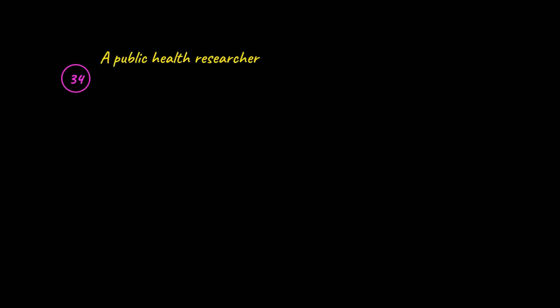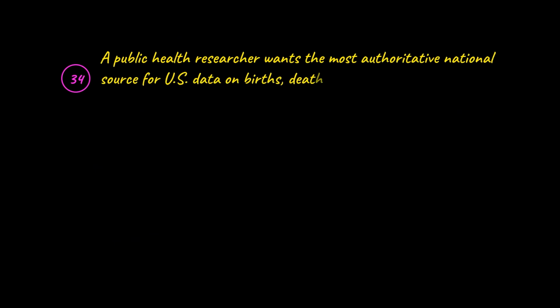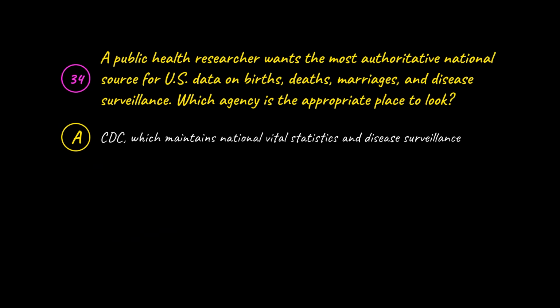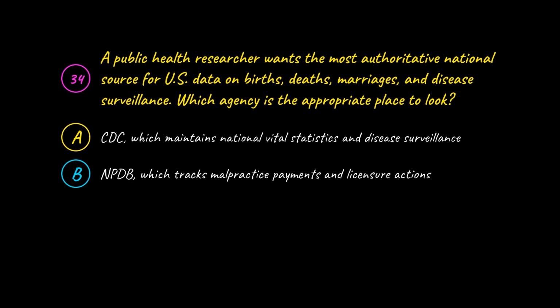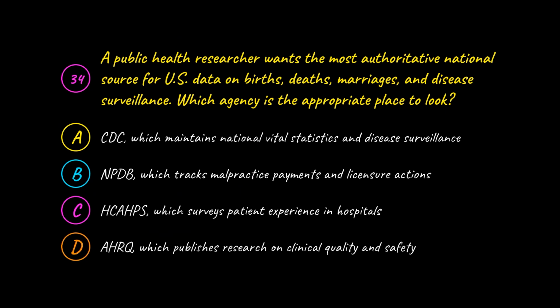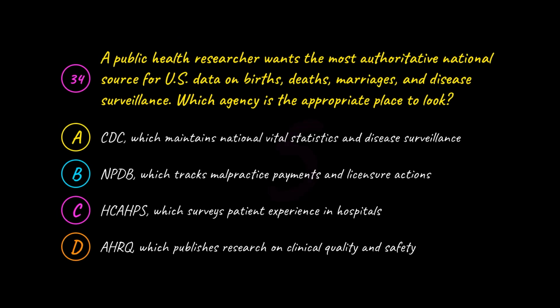Question 34. A public health researcher wants the most authoritative national source for US data on births, deaths, marriages, and disease surveillance. Which agency is the appropriate place to look? Your options are A. CDC, which maintains national vital statistics and disease surveillance. B. NPDB, which tracks malpractice payments and licensure actions. C. HCAHPS, which surveys patient experience in hospitals. D. AHRQ, which publishes research on clinical quality and safety. Take a second. Which answer would you pick?